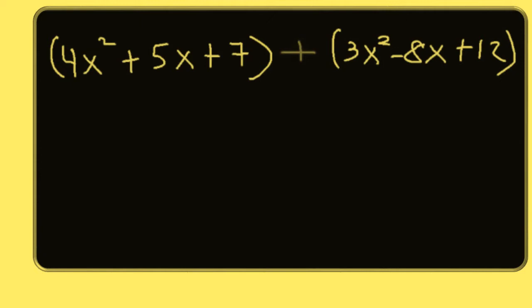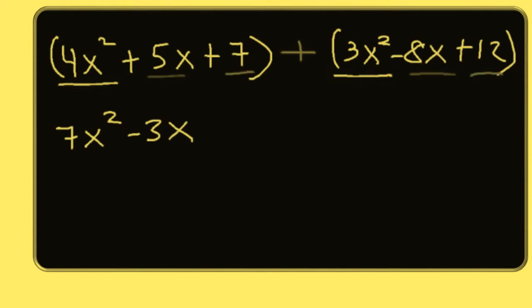What we need to do is combine like terms. 4x squared and 3x squared are like terms, so let's add them. 4 plus 3 is 7, so this is going to be 7x squared. Now 5x and negative 8x are like terms. 5 minus 8 is negative 3, so negative 3x, and finally we can add 7 and 12, which together is 19. So that wasn't too bad, right?